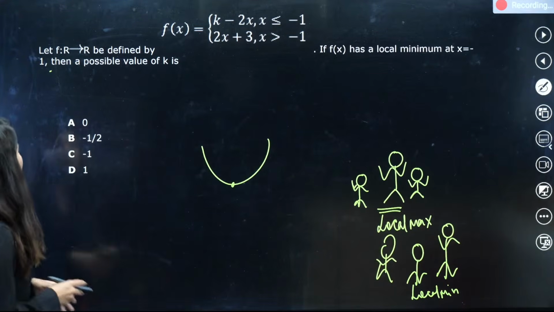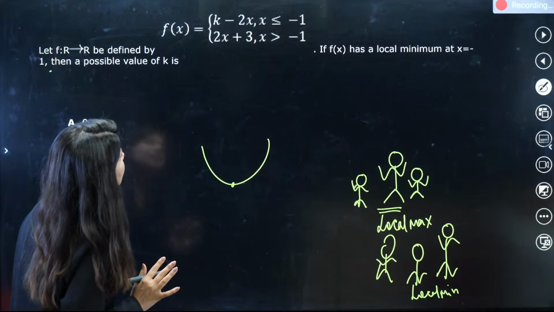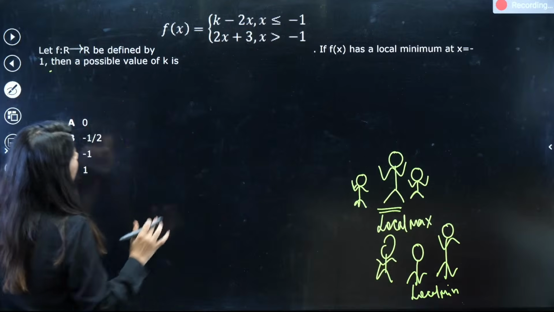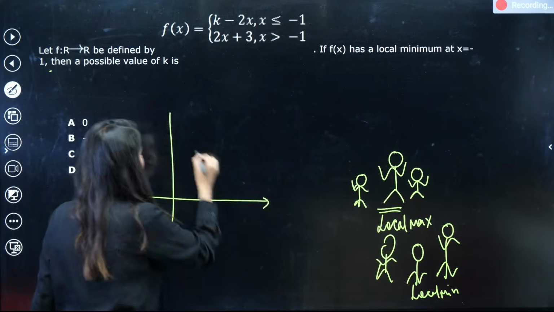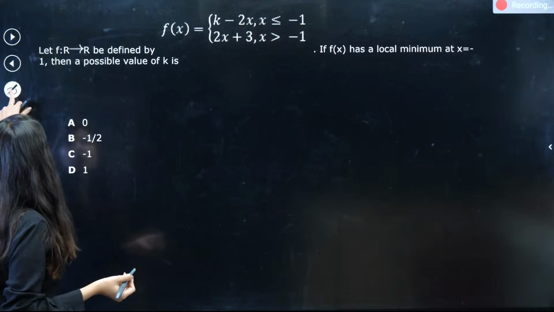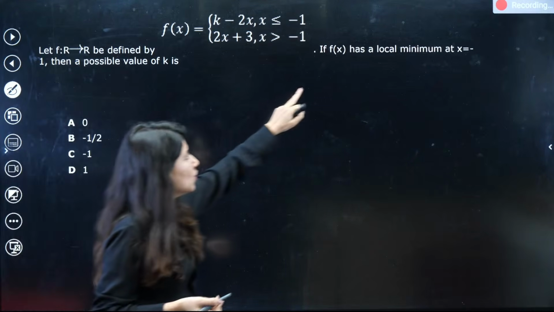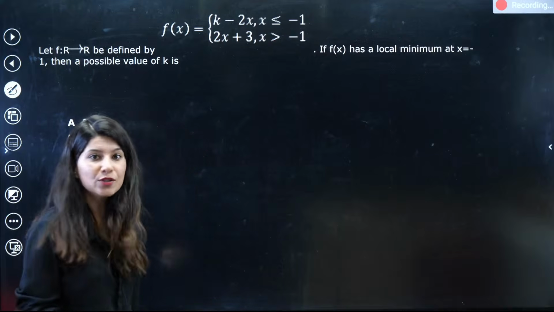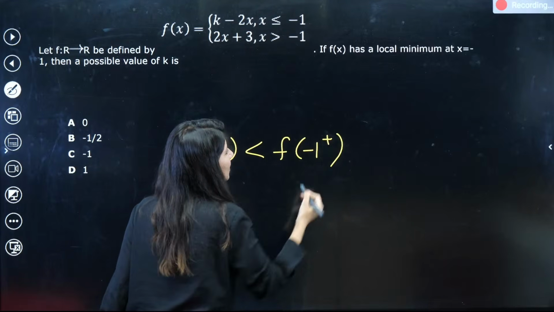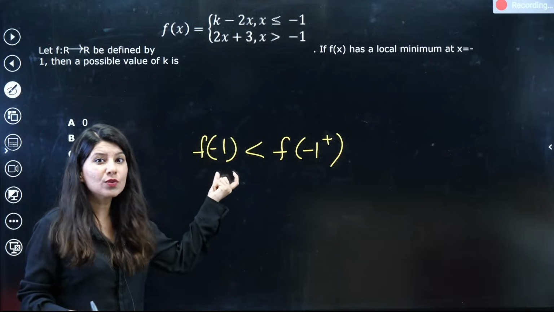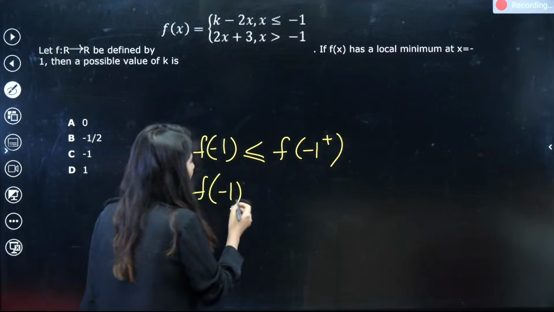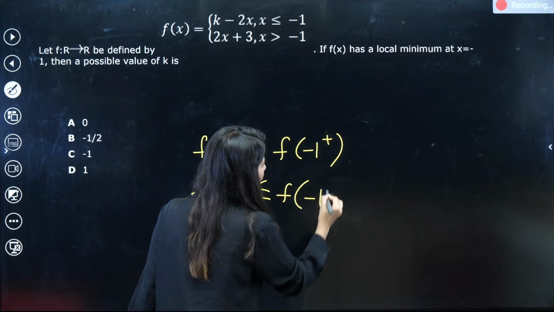Now let us talk about this. So f(x) is given as this, and let us try to plot f(x). Or what we can do is, without plotting also we can do it if you know the definition. So local minimum at x equals minus 1 means f(-1) will be less than f(-1 plus). So at f(-1) we are going to get a lesser value, right? And f(-1) is less than or equal to f(-1 minus).